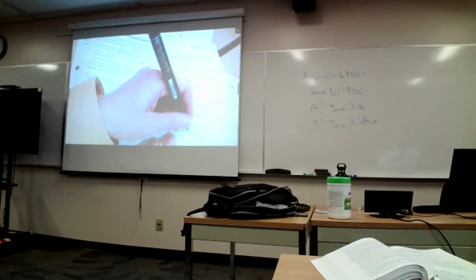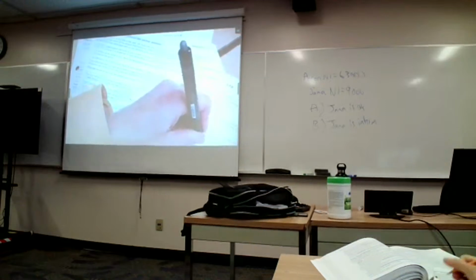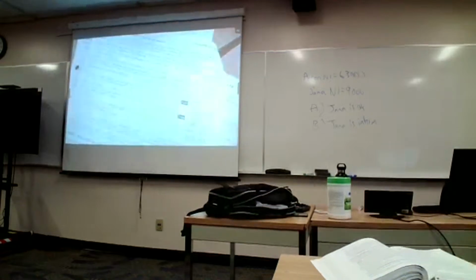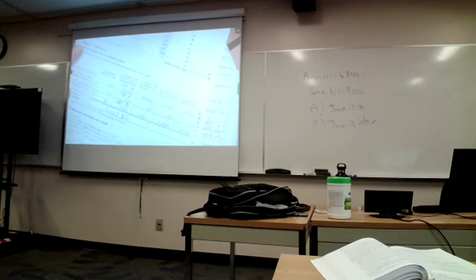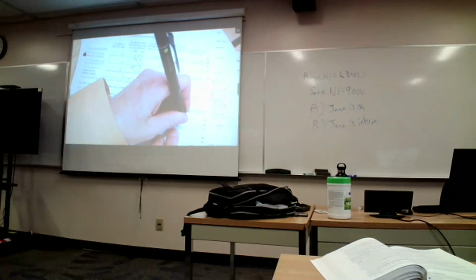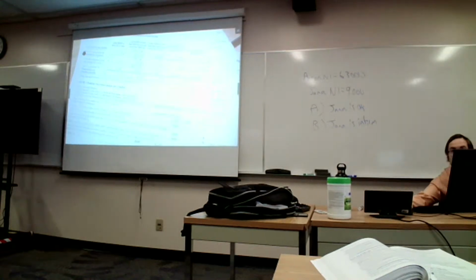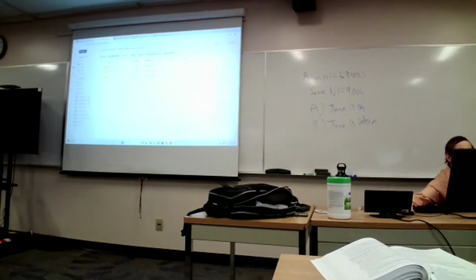So 13 minus 9, that's 4,808. Does that make sense? We got 4,808. So this 4,808 is going to go on line 30300 of our return, which is right here. So we'll put in 4808 here.